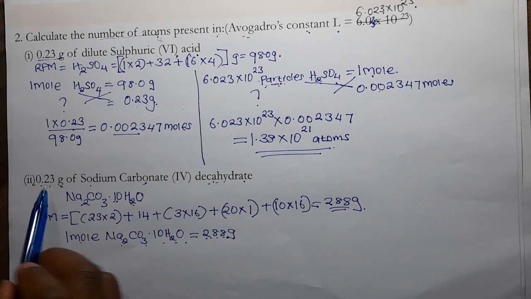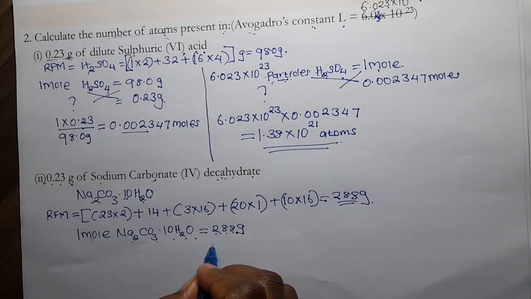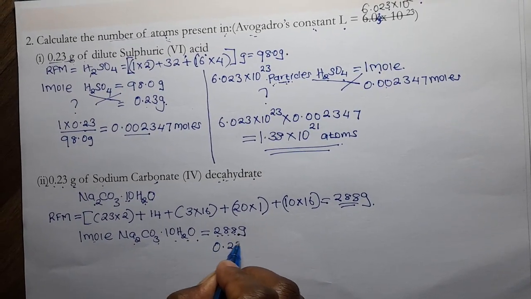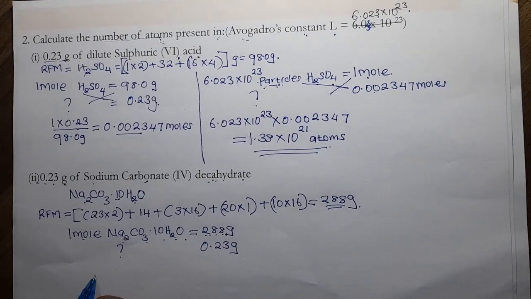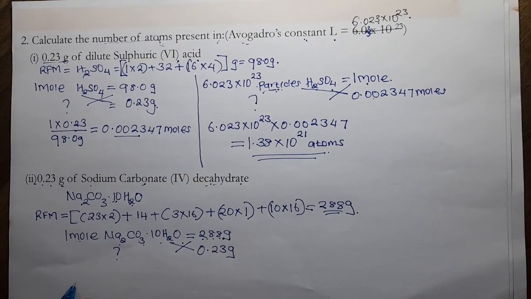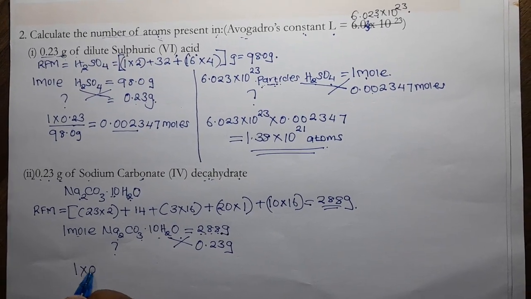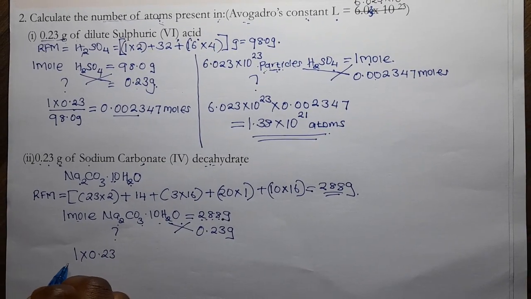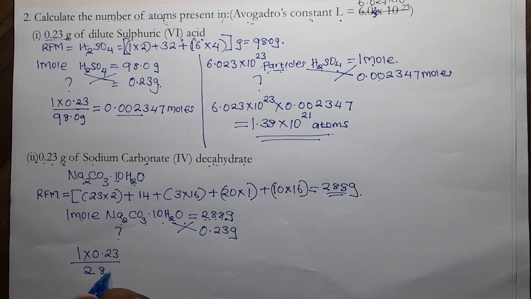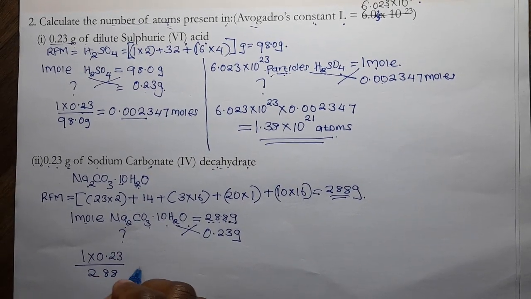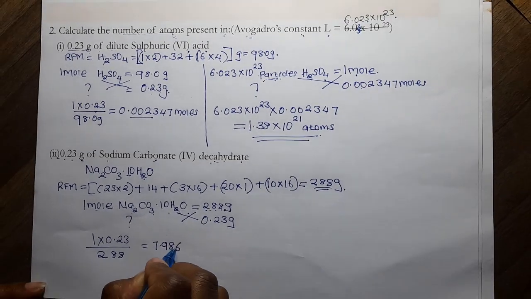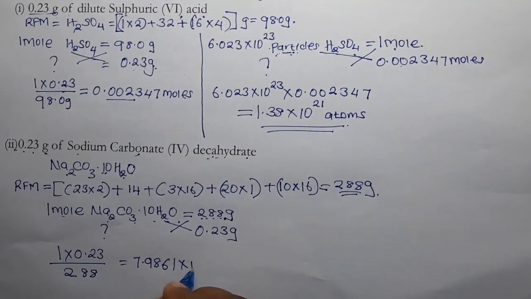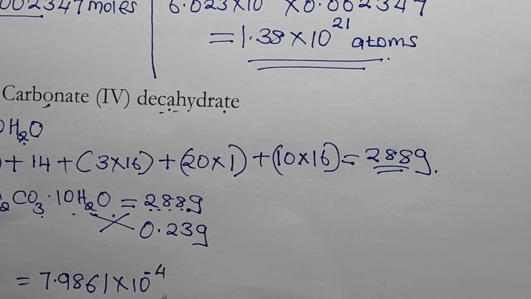So what about 0.23 grams? How many moles? So again, cross multiply here. 1 multiplied by 0.23, then divided by 288, and this one will give us 7.9861 times 10 raised to power negative 4 moles.